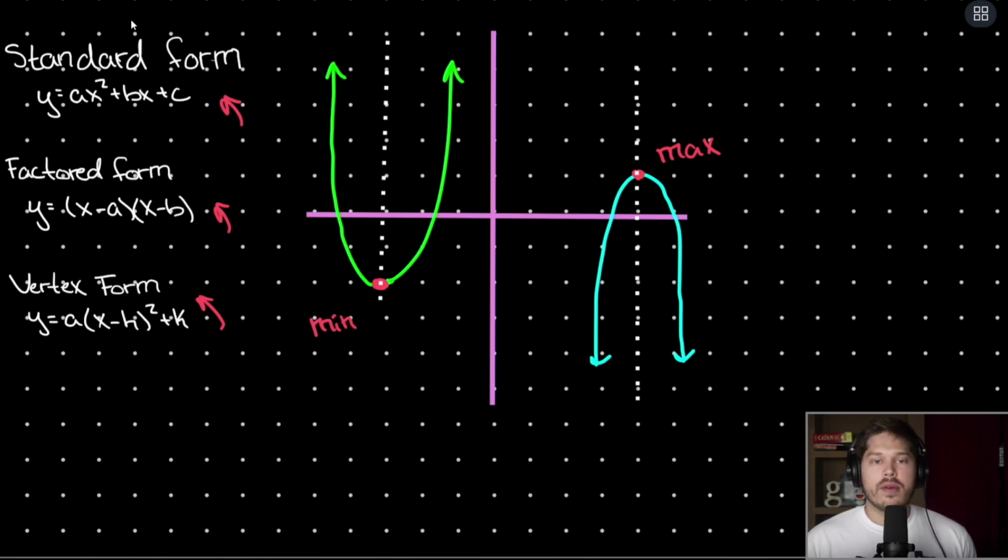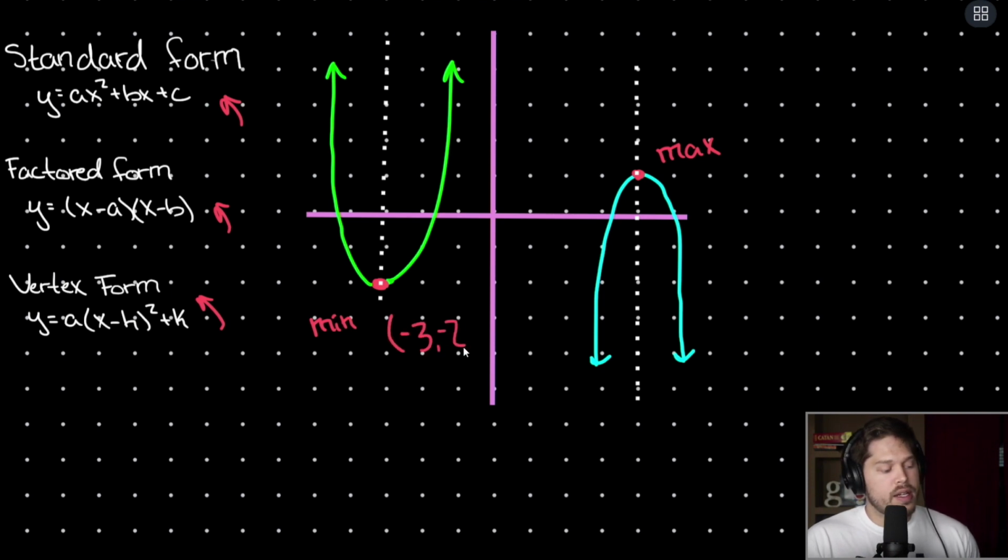If you're looking to find out what the coordinate is for your vertex and you have a graph, you can just count over to find the coordinate. Like for our green parabola, we're going over -1, 2, 3, and down 1, 2. So this coordinate is -3, -2. And then for the coordinate of our blue parabola, we're going over 1, 2, 3, 4, and then up 1. So this coordinate will be +4, +1.